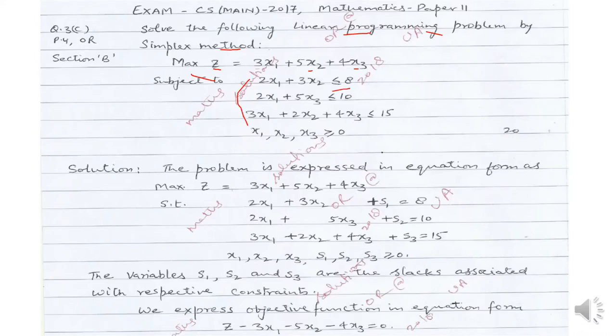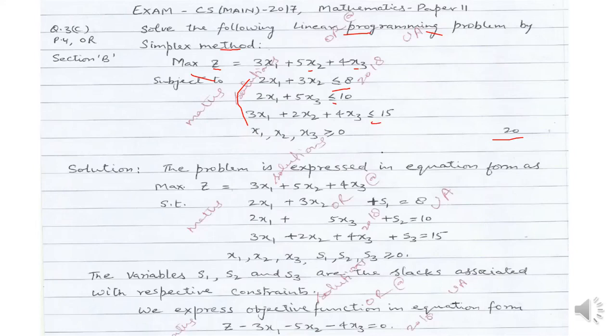2x1 plus 3x2 is less than or equal to 8. 2x1 plus 5x3 is less than or equal to 10. 3x1 plus 2x2 plus 4x3 is less than or equal to 15. x1, x2, x3 are greater than or equal to 0. This question is of 20 marks. So we can see here that all the constraints are of less than or equal to type.